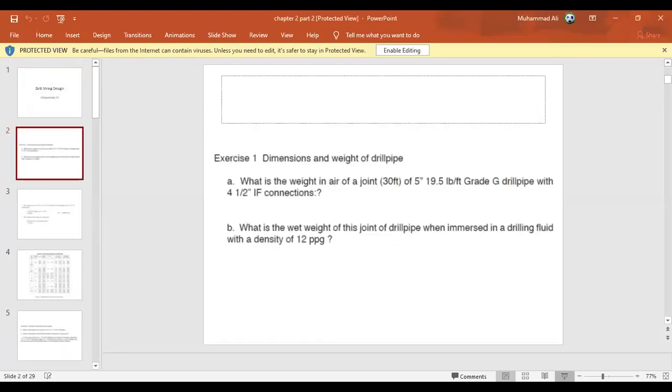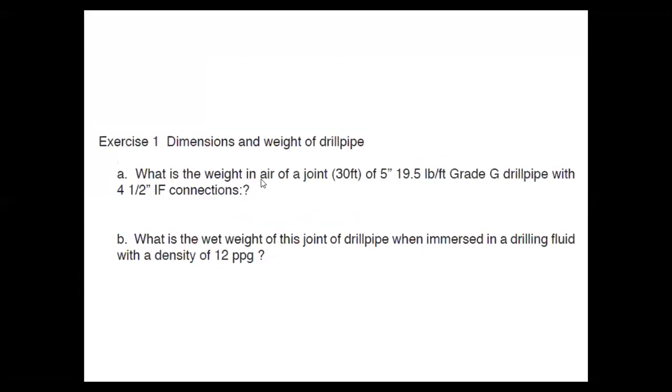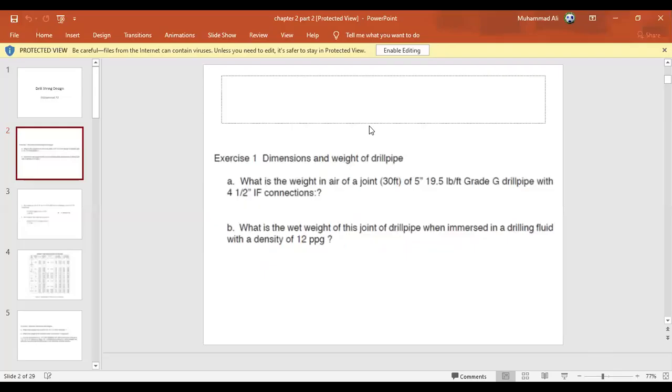Okay, let's look at the first question, what it is saying, before we go for the designing. What is the weight in air of a joint, 30 feet, of 5-inch pipe? The outer diameter is 5 inches. The weight of the drill pipe is 19.5 pounds per foot. Grade is G. Drill pipe with 4.5 IF connections. What is the wet weight of this joint of drill pipe immersed in a drilling fluid with a density of 12 ppg? Now, let me first go back to the whiteboard again and explain some concepts.